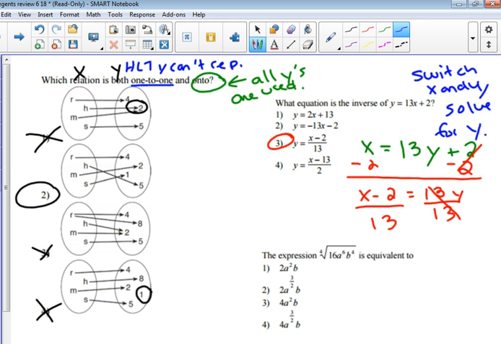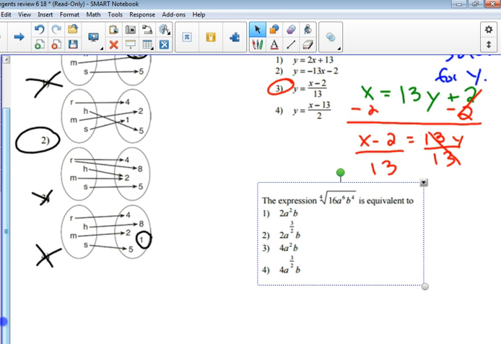Does anybody know what the symbol for inverse is? Isn't it like x to the -1? Good job. Miranda, perfect. If you guys see something like that, that means inverse. So if they ask you to find x to the -1, that means find the inverse of the function. It might be tricky. Okay, all right, good work with that one.